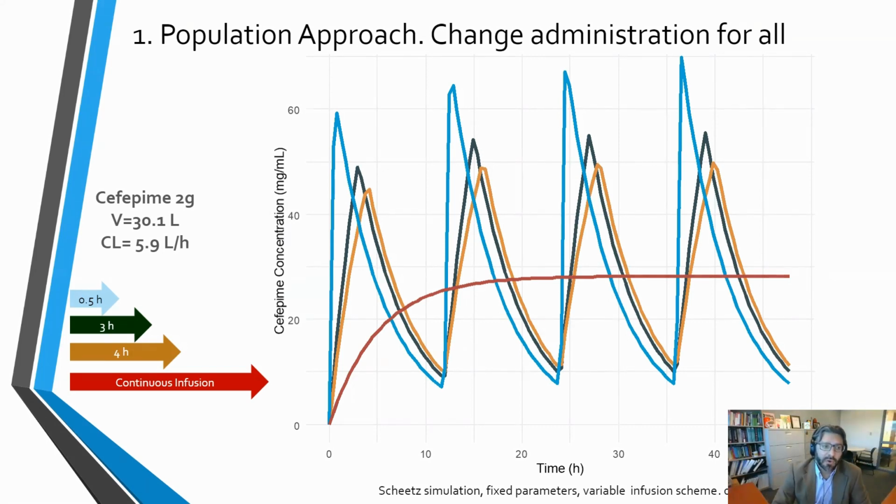All right, so just showing you again how the various ways you can administer cefepime. So I just created a patient that was getting cefepime 2 grams that had volume of distribution of 30 liters and a clearance of 5.9 liters. If you give it as a 0.5 hour traditional infusion, what you see is in the blue. If you give it as a prolonged infusion, a 3-hour infusion, you see the green concentration time profile. In the tan is a 4-hour infusion, and then finally a continuous infusion in the red. So these are the ways that you can change your infusions, and in this patient that I simulated, what you would expect to see.